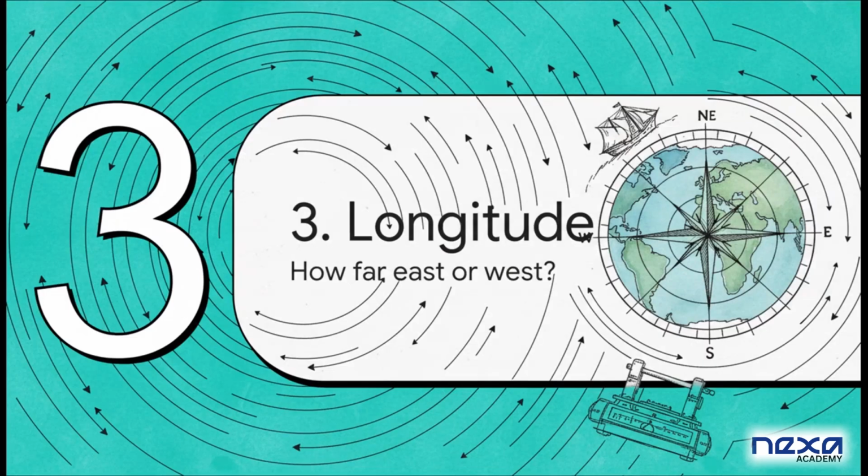Okay, time for the second half of our universal address. Let's see how this builds. Section 3, longitude. So now that we know our north-south position, we've got to figure out our east-west position. And believe it or not, figuring this one out was a huge problem for sailors for hundreds of years.